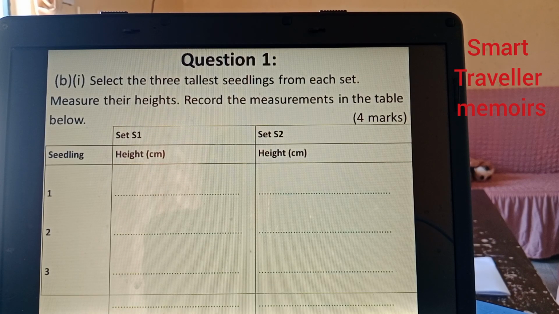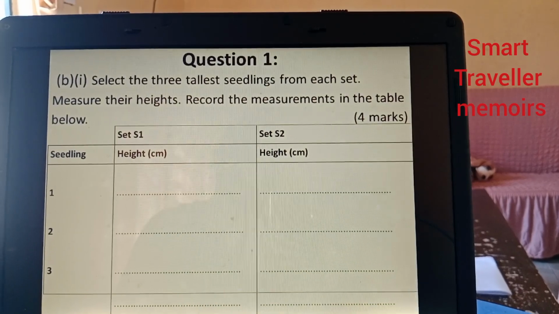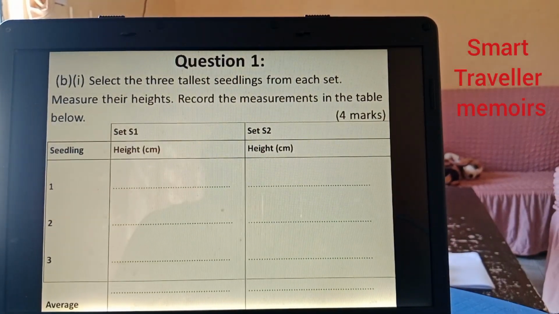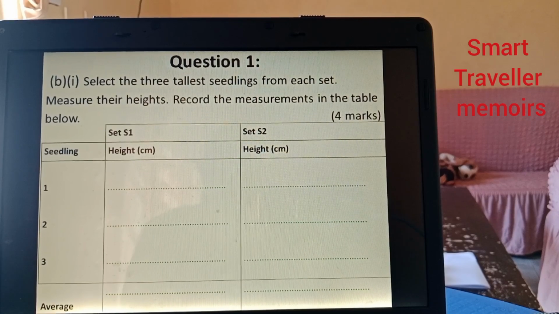Part B, Roman 1, select 3 tallest seedlings from each set. Measure their heights and record the measurements in the table below. So you can see the seedling 1, 2, 3, height in centimeters from both sets 1 and set 2. Then down there, you get the average. So let me show you where the average is. It's not very visible. Yeah, average at the bottom there.